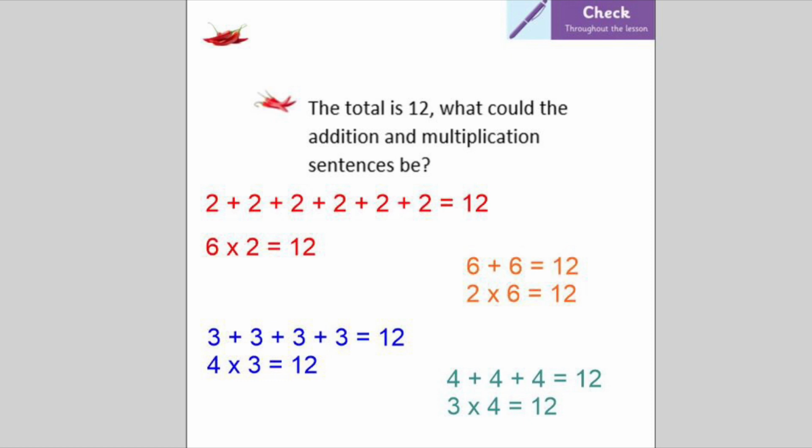Again, I discovered that 3 add 3 add 3 add 3 equals 12, which means 4 times 3 is 12. And I can do it backwards again. 4 add 4 add 4 is 12. So 3 times 4 is 12.